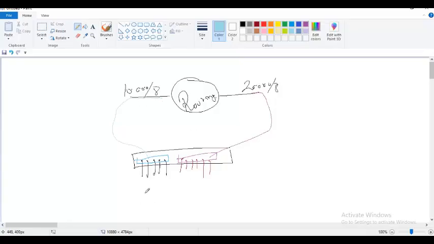Now pinging between this computer and this computer is made easy through a router. So A, who has 10.0.0.1 with a gateway of 10.0.0.20, can ping B, which has 20.0.0.1 whose gateway is 20.0.0.20.